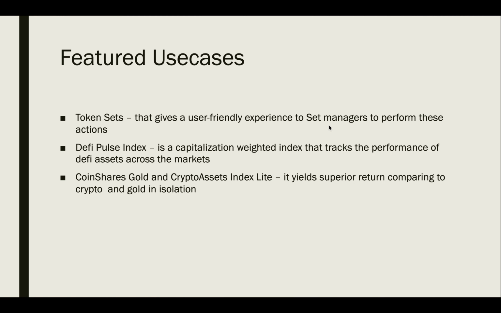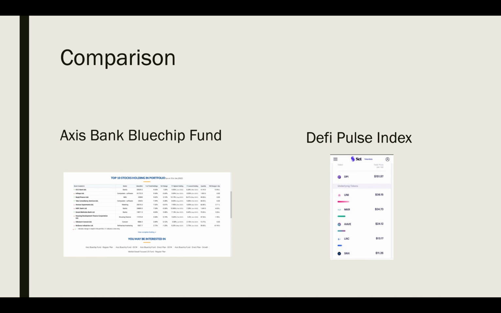Okay, then we have coin shares, gold and crypto assets, similar to the gold based smallcase. We have gold based or crypto based sets, where the investment is in both gold as well as crypto, so that the risk is mitigated compared to investing in gold alone or in crypto alone. This comparison we have already done.